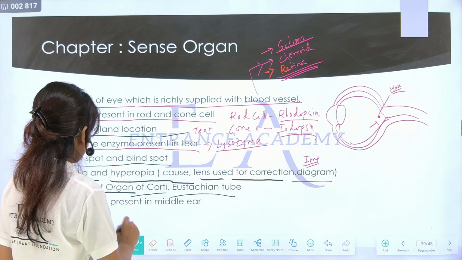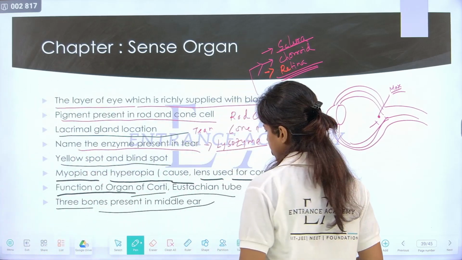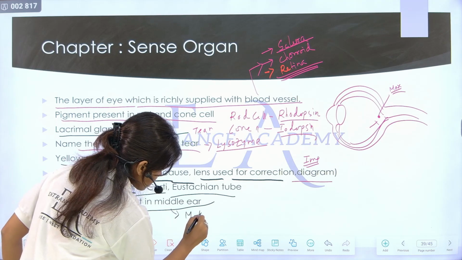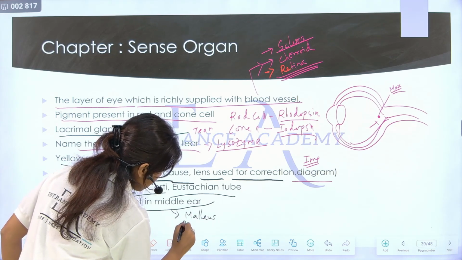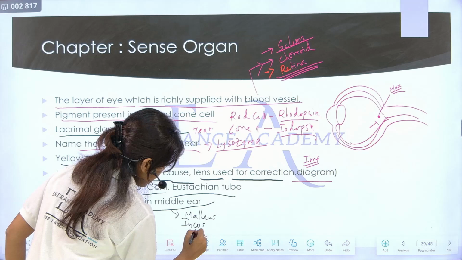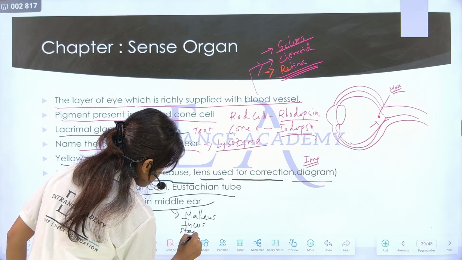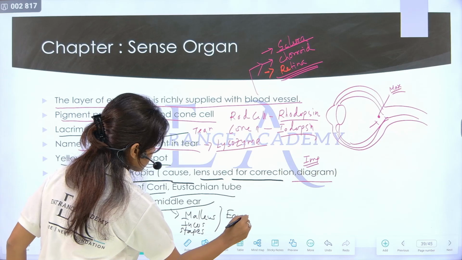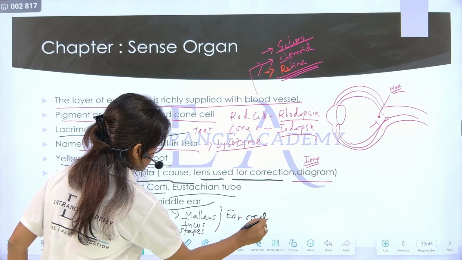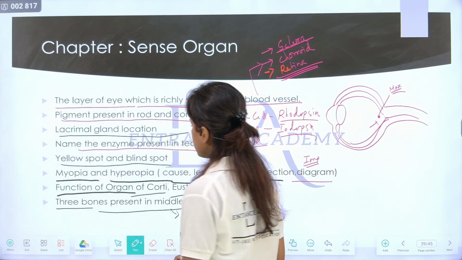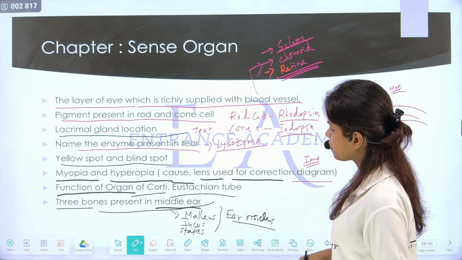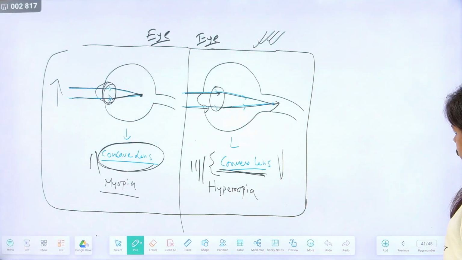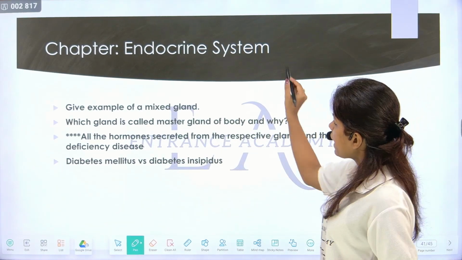Last question, three bones present in the middle ear. These three bones are malleus, incus, and stapes. The three bones together are known as ear ossicles. These are present in our middle ear. Next chapter. Endocrine system.